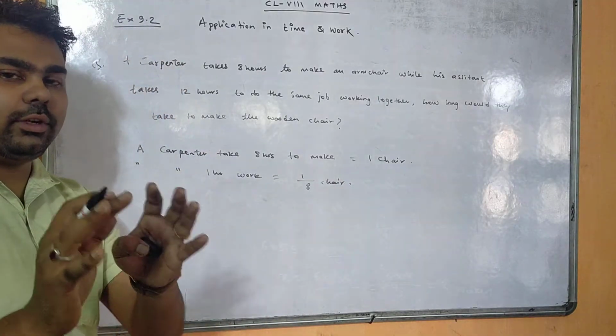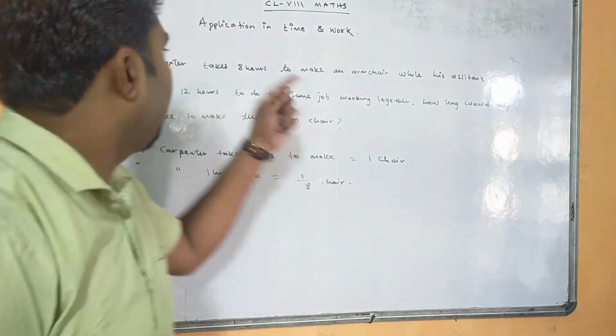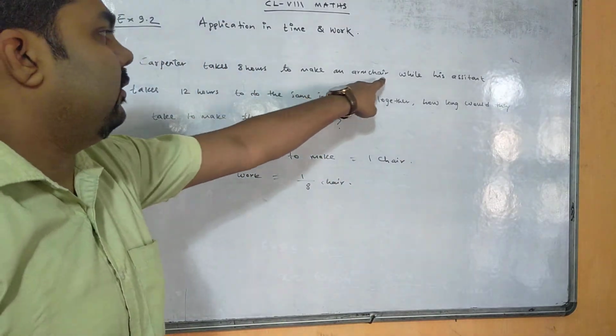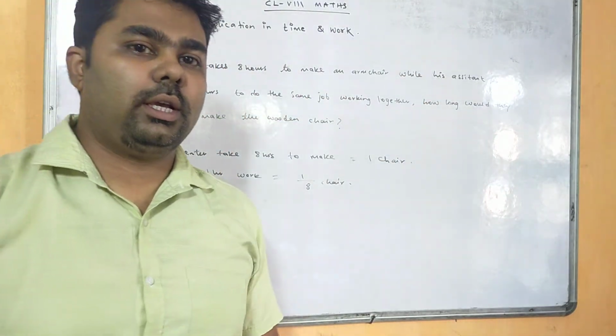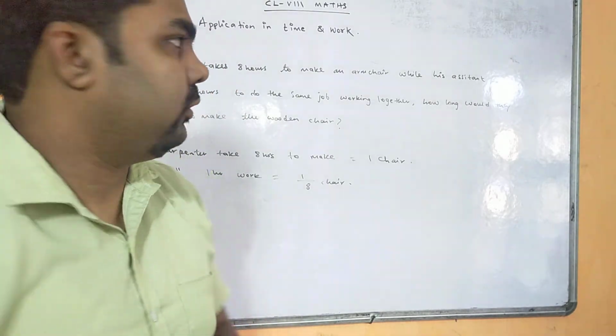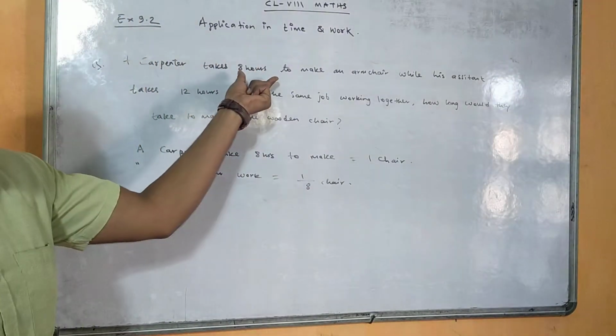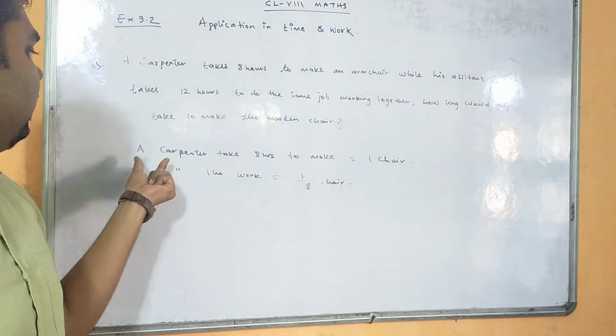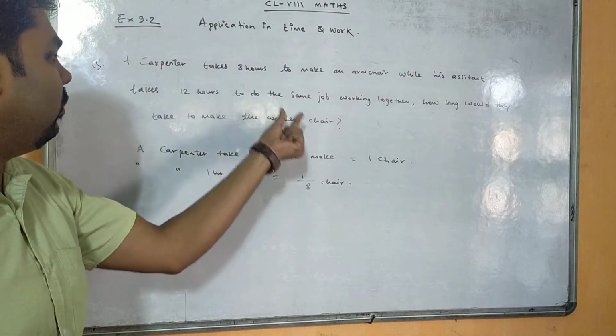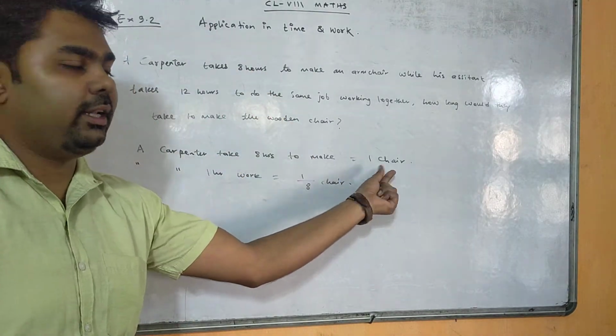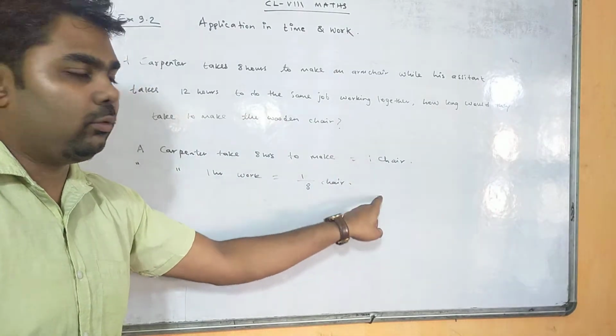Okay, so what I have written here, you see in the question it is given that a carpenter takes 8 hours to make a chair. That means for one chair a carpenter requires how many hours? 8 hours. So in 1 hour how much work will the carpenter do? That means a carpenter's 1 hour work will be 1 by 8. This 8 gets cross multiplied, that means it will come in the denominator. Okay, that means 1 by 8.